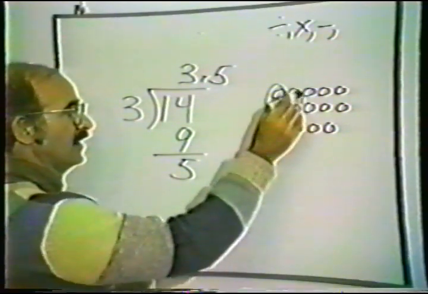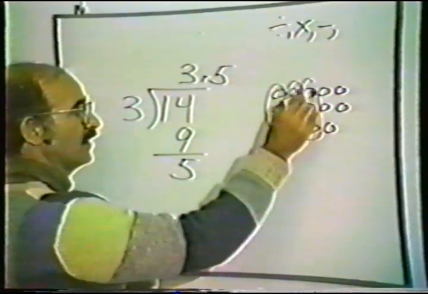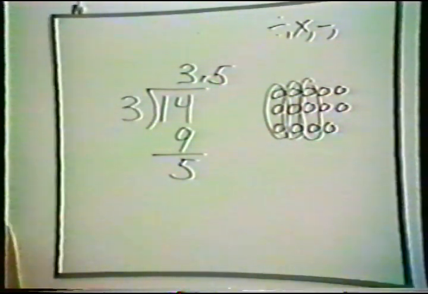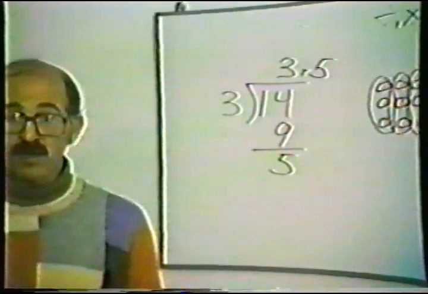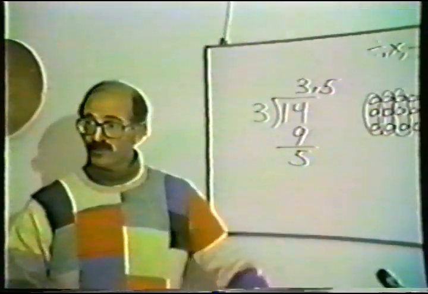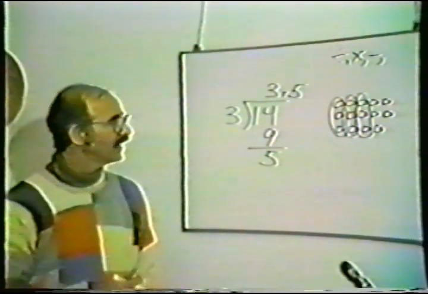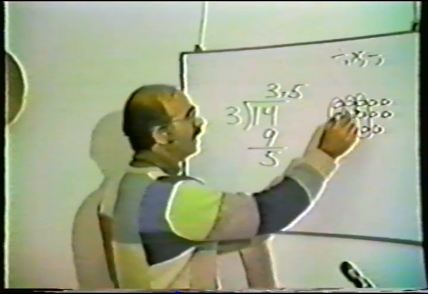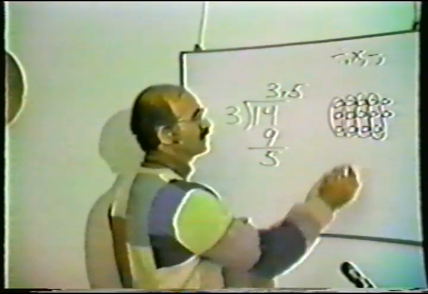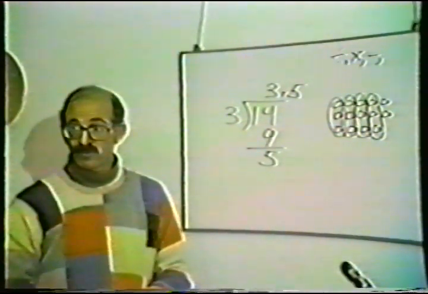1, 2, 3, and have 5 marbles left over. But Uncle Dan, you got another group of 3 you could have had there. Why, that's right. I could have had 4 groups of 3 with 2 left over.